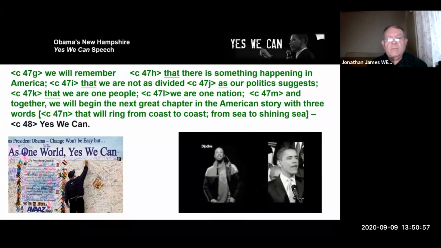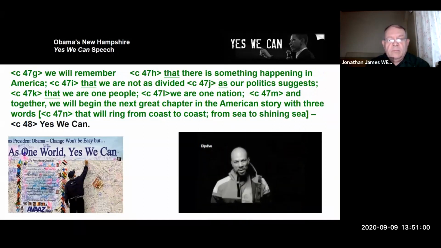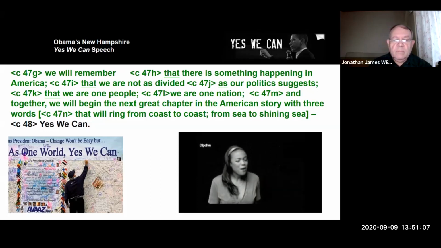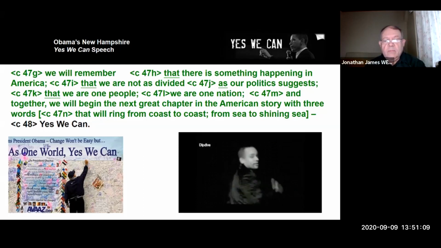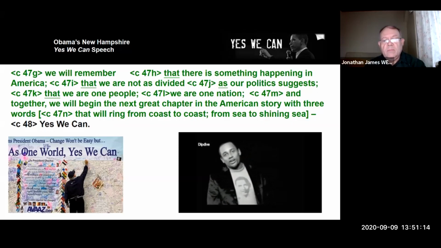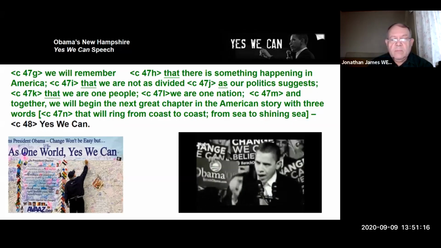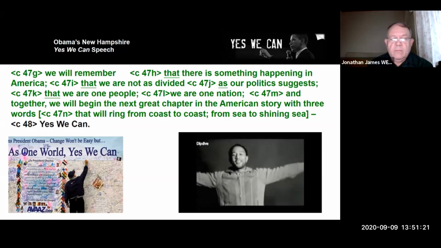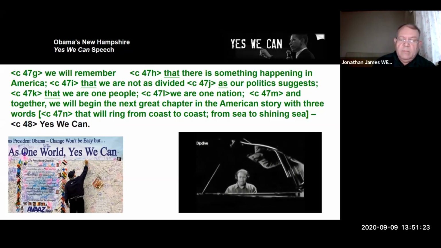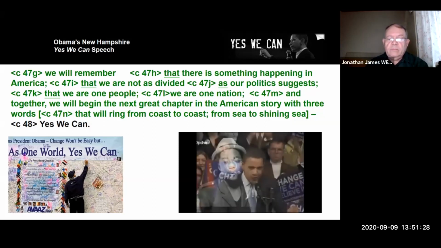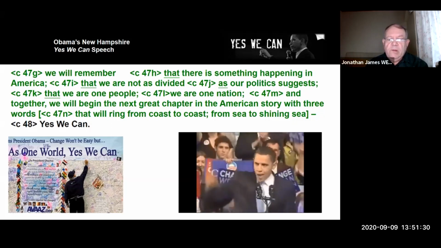We will remember that there's something happening in America. That we are not as divided as our politics suggest. That we are one people. That we are one nation. And together we will begin the next great chapter in the American story with three words that will ring from coast to coast, from sea to shining sea. Yes, we can. Yes, we can. Thank you, New Hampshire.